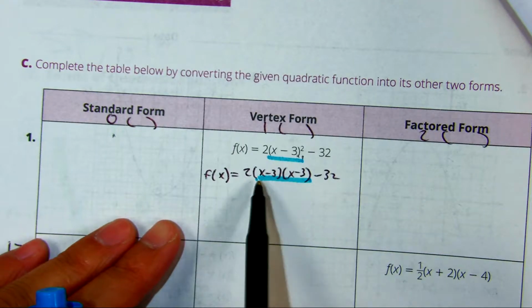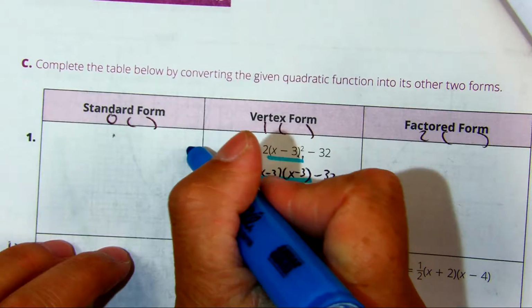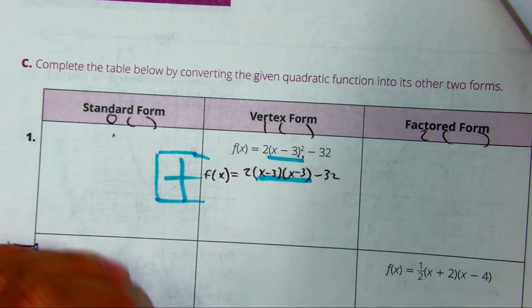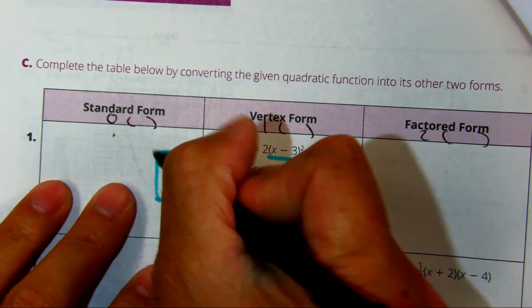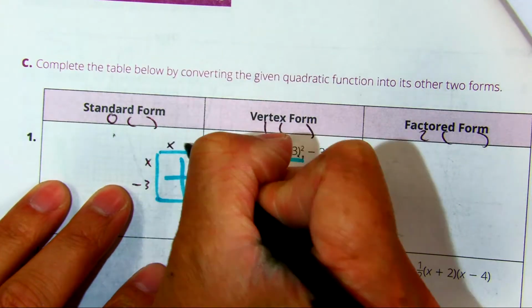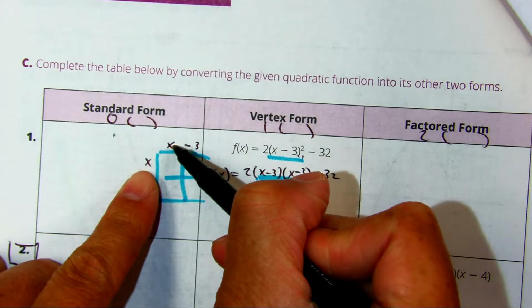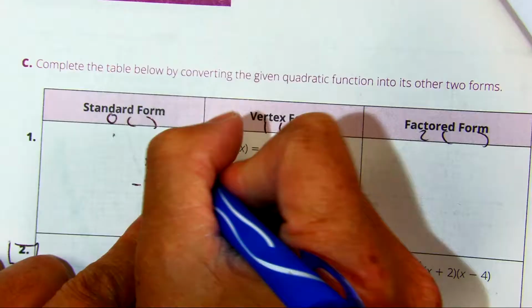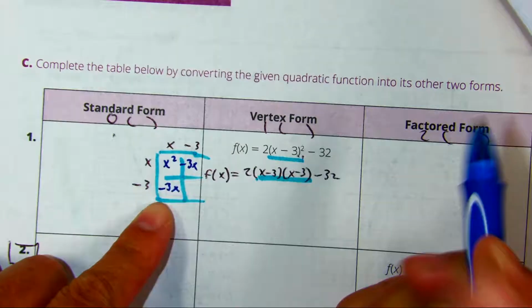And class, what can I do with x minus 3 times x minus 3? We can do the box. Question. Do the x minus 3's go on the outside or inside? Outside. So let's put them on the outside. Darlene, help us multiply.